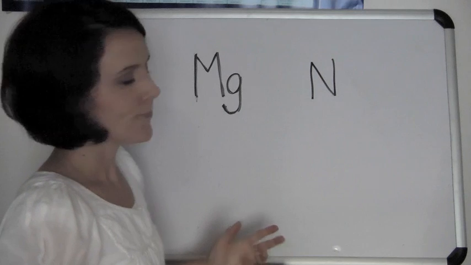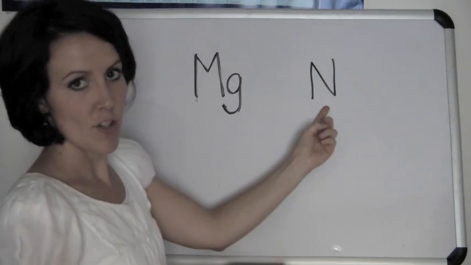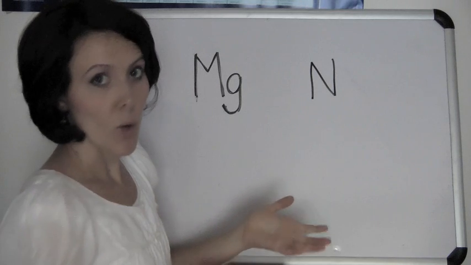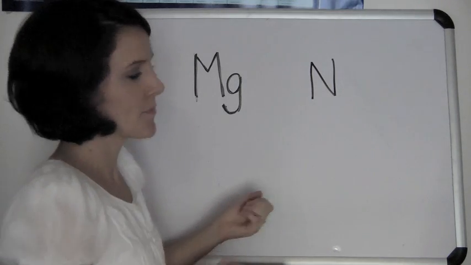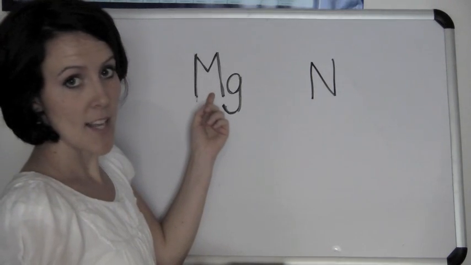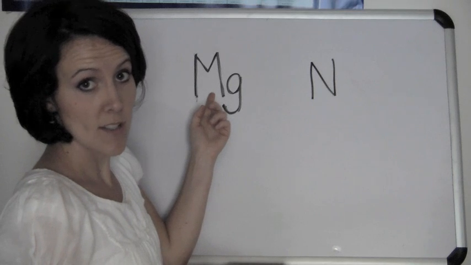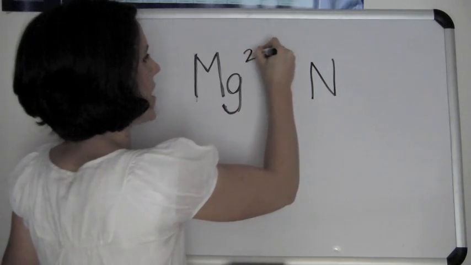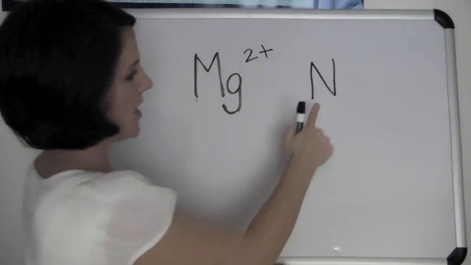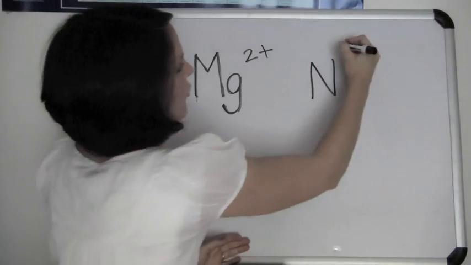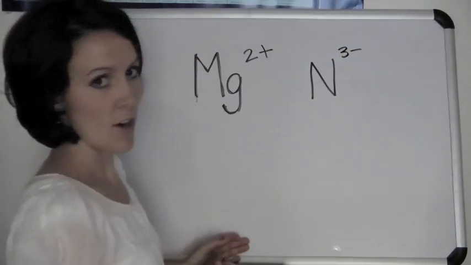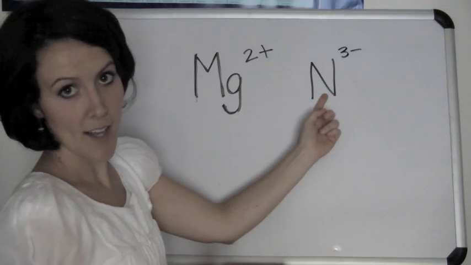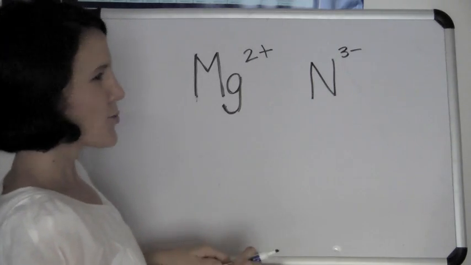Here's my next question. If magnesium and nitrogen combine in an ionic compound, how would they combine? What ratio would they combine in? First, I need to look at the periodic table to find out what charges each of these ions would be. Magnesium forms a +2 charge. Nitrogen, on the other hand, forms a -3 charge. This is the magnesium ion, this is the nitride ion. So now, how do they combine?